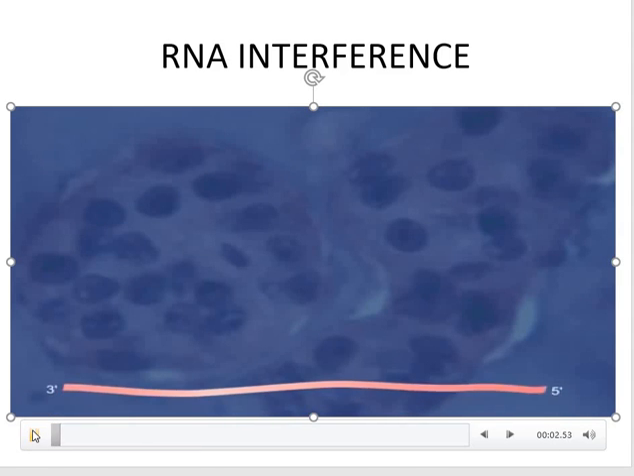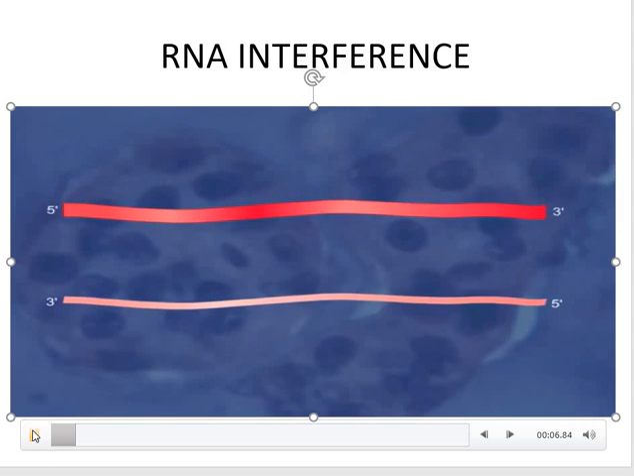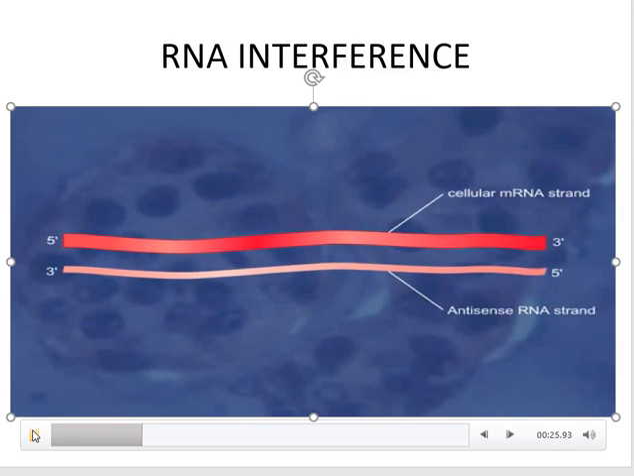interference is a mechanism of silencing gene expression after the gene has been transcribed. This interference is due to the presence of antisense RNA, which is complementary to a specific cellular mRNA. The complementarity between the antisense RNA and the cellular mRNA causes the two molecules to bind to each other. The antisense RNA can come from three sources.